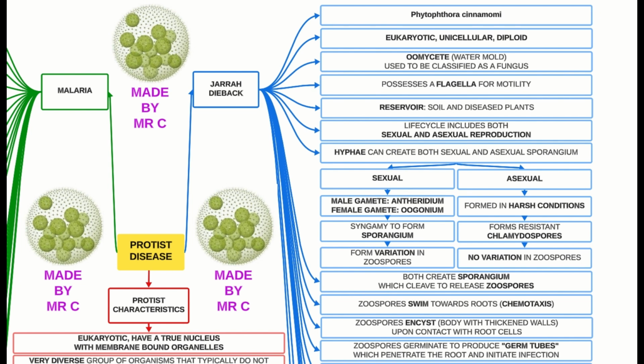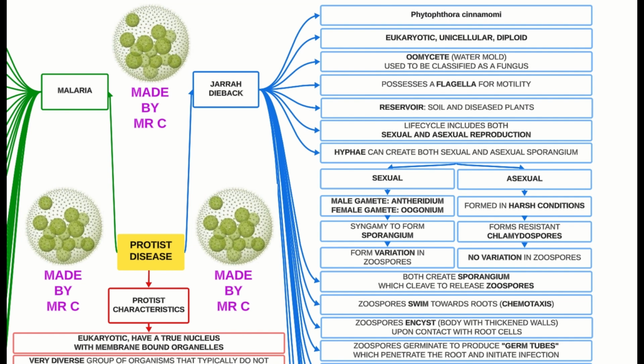Hyphae can create both sexual and asexual sporangium. In the sexual cycle, a male gamete called the antheridium is created, and a female gamete called the oogonium is created. Syngamy occurs to form a sporangium. Syngamy just means the union of 2 gametes. But because it's sexual, there's lots of variation in these zoospores. In the asexual cycle, which happens during harsh conditions, resistant chlamydospores form, and there's no variation in the zoospores because it's asexual. Anyway, both create sporangium, which cleave to release zoospores.